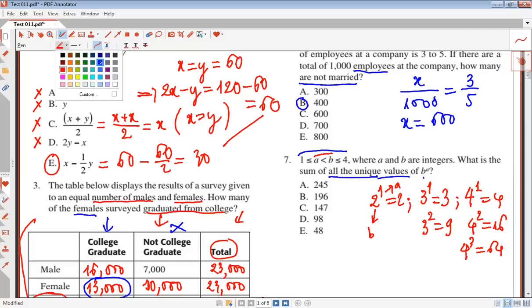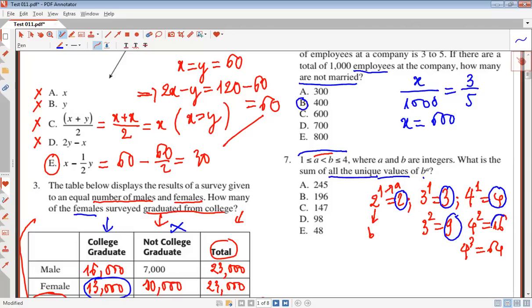We just need to sum all of them. Number 2, number 3, number 9, 4, 16, and 64. 80, 84, 90, 93, and 5 is 98. Option D.